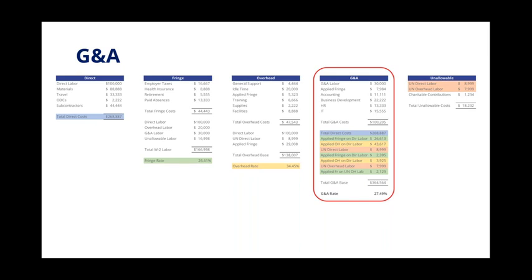If you take a look here, you'll see that my total direct costs come over. Again, if you can follow all of my color coding, my total direct costs come over. My applied fringe on direct labor has to come over because, as part of my total direct cost, I have direct labor, so I have to bring the applied fringe on that. I have to have applied overhead on direct labor.